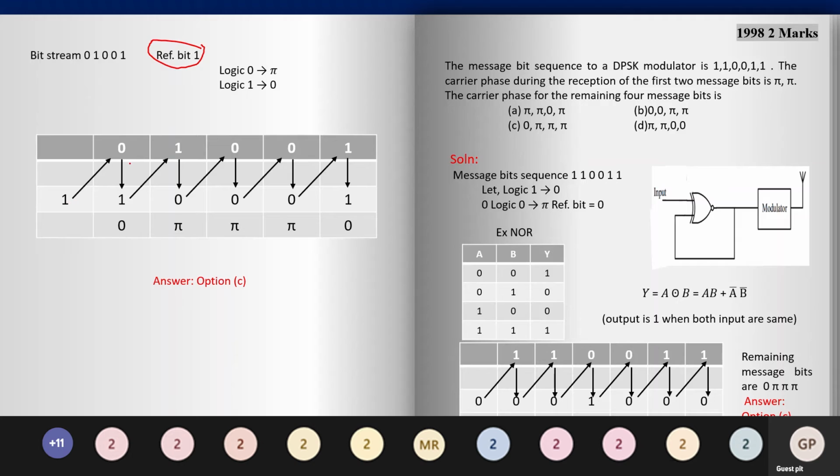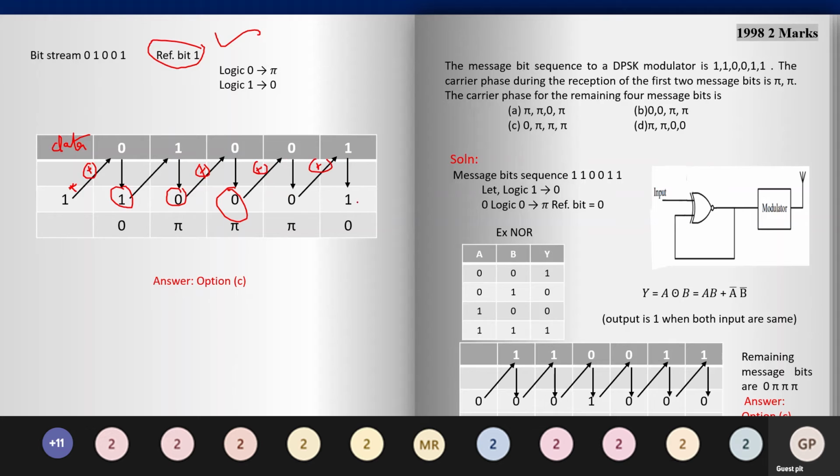This is the data which is given in the question, 0 1 0 0 1, and the reference bit here we have taken as 1. So you just have to XOR these 2 outputs. 1 XOR 0 will be 1. Okay, and then 1 XOR 1 will be 0. And then 1 XOR 0 will be 0. And then 0 XOR 0 will be 0. 0 XOR 1 is 1.